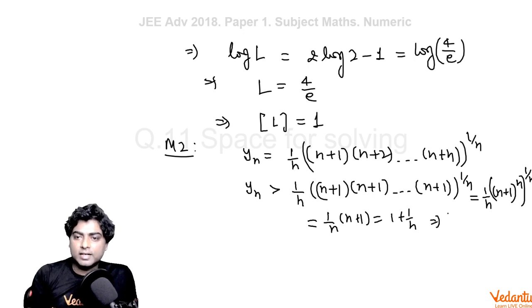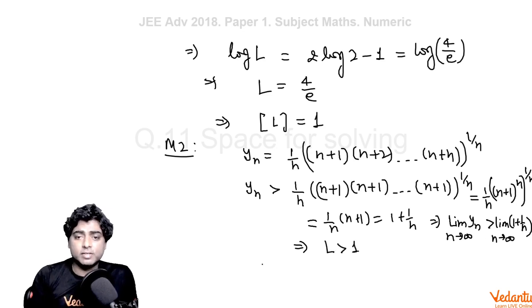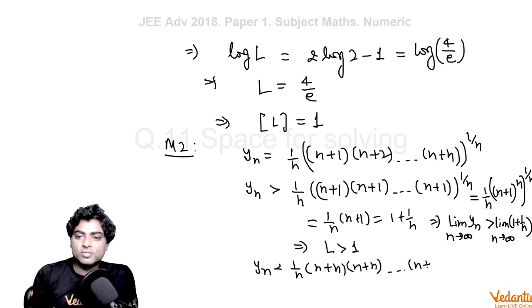So the limit of yn as n tends to infinity is more than the limit of 1 plus 1 by n as n tends to infinity. That is, from here we can say that L is more than 1. Similarly, yn is less than, if you replace every bracket by n plus n, because the largest term here is n plus n.